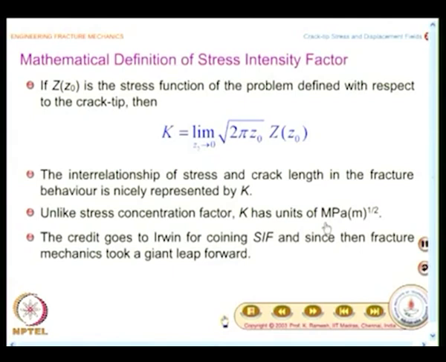So, stress intensity factor really brings in the role of a crack and how it affects the structure. And there are a lot of differences between stress concentration factor and stress intensity factor. One of the first things that you can notice is it has very funny units of MPa root meter, whereas stress concentration factor has no such units, it is just a number.